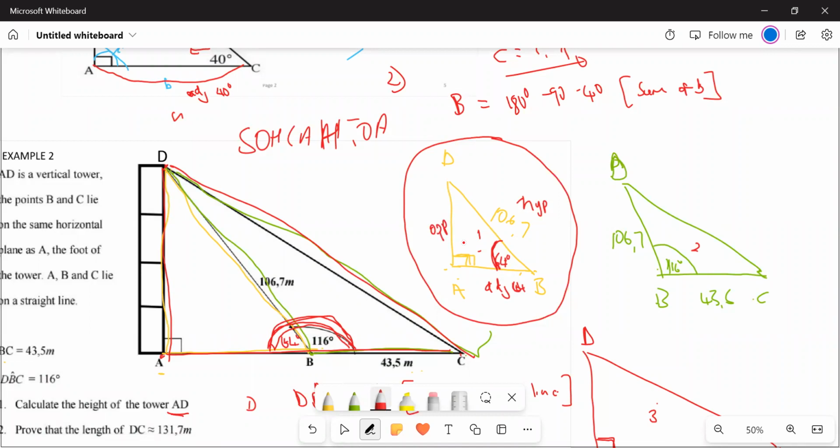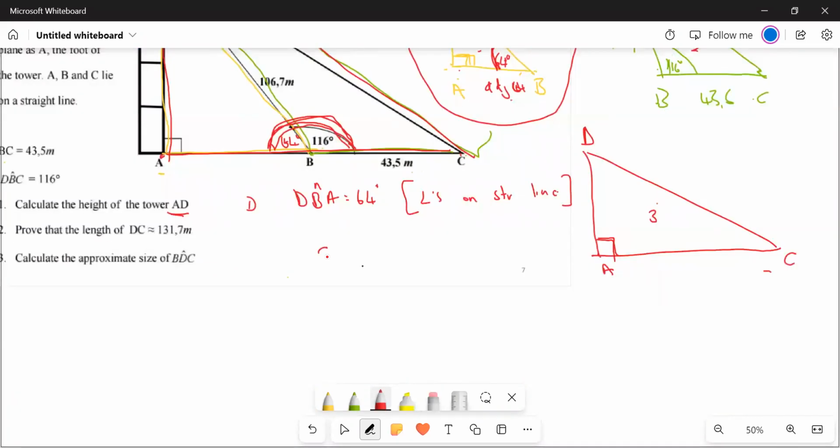So what are we looking for, Tim? We are looking for AD again, and AD is opposite. Do we have the adjacent or the hypotenuse side? We have the hypotenuse side. So we are looking for this one, which is opposite, and then we have the hypotenuse side. With that being said, Masha, which trigonometric ratio seems to have opposite and hypotenuse? It's sine. So we're going to use sine.